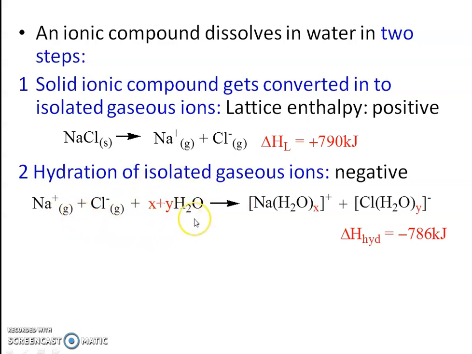When it comes in contact with water, cations and anions are hydrated, and we get hydrated cation and anion. The energy evolved is called the enthalpy of hydration. So for sodium chloride, the enthalpy of hydration is minus 786 kilojoule per mole, and the net enthalpy of solution is the sum of lattice enthalpy and hydration enthalpy.